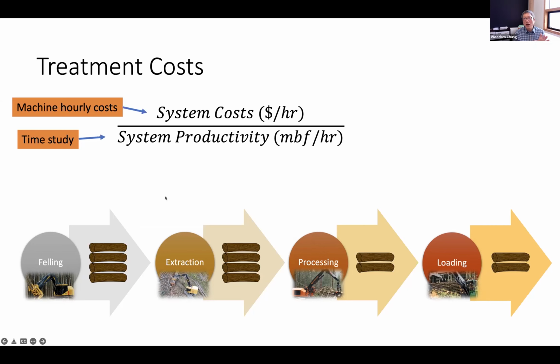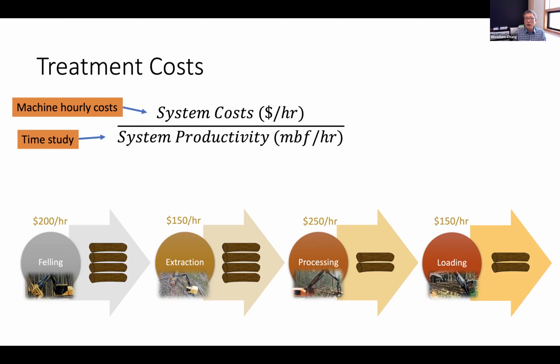So let's say our logging system is going to be shovel logging. We're going to use a feller buncher to fell trees, and then we're going to use a shovel logger to extract wood. And then we're going to use a processor at the landing to process timber, and then we're going to use a loader to load timber onto the truck. So let's say that we estimated hourly machine cost, and it's going to be like this: $200 for the feller buncher, or $150. This is just a simple example, okay?